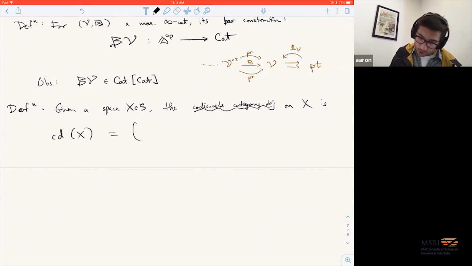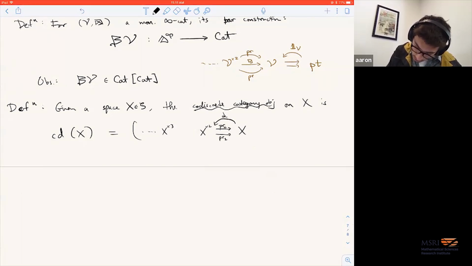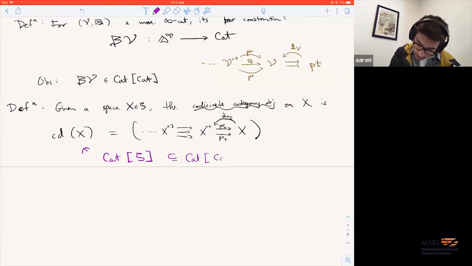And let me just draw the simplicial diagram. It's X in degree 0, X squared in degree 1, X to the third in degree 2, and so on. So these are both projection maps. This is the diagonal, and similarly all the way up. So this is in fact a category object in spaces. As such, it can be considered as a category object in infinity categories.